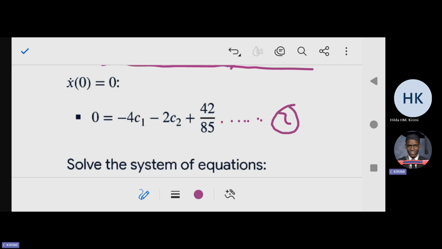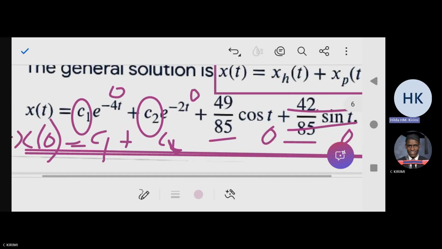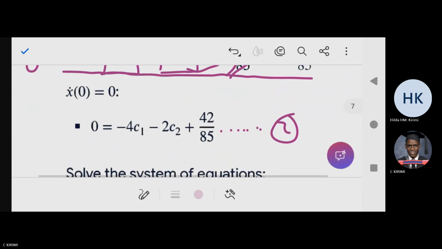So copy equation 1, then equation 2. I wrote it down, so you can solve it. I'm giving you 3 minutes. What is C1? What is C2? So that we can finalize the general solution. Then we'll be done with the problem.